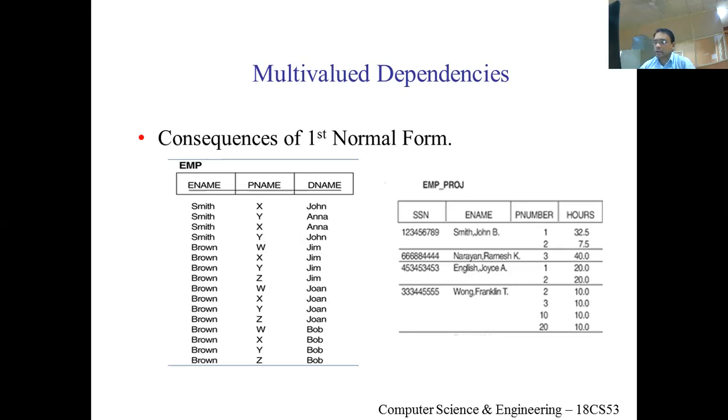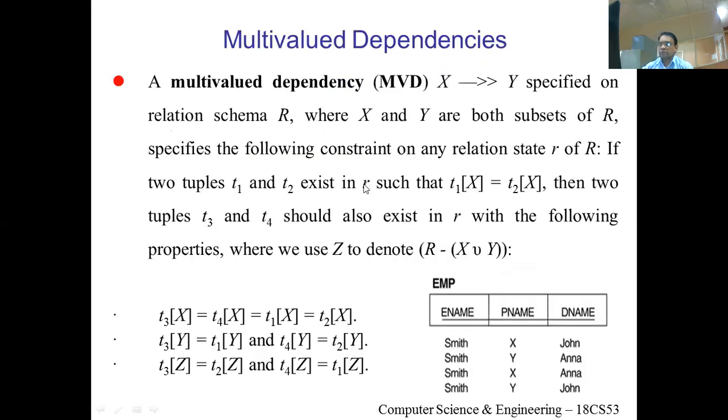So this constraint can be specified as multi-valued dependencies. Smith is working on two projects X and Y, and he has two dependents. When working on project X, his dependent is John, and when Smith is working on project Y, the dependent is Anna. In the same way, it repeats for X and Y. So we have a definition of multi-valued dependency here.